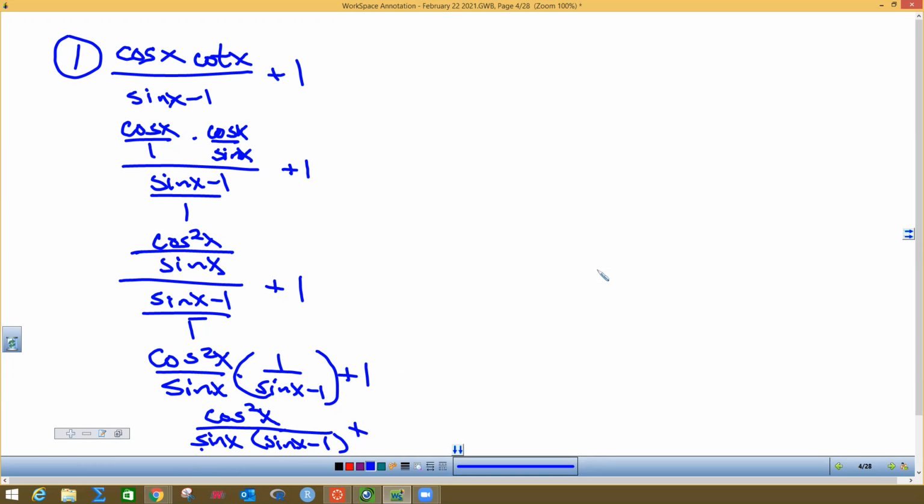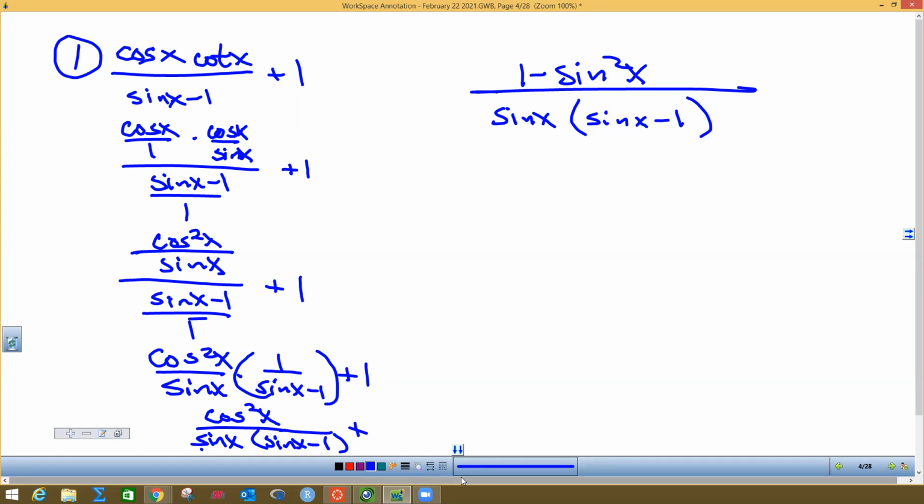Now this is kind of tricky. This cosine squared is a Pythagorean identity. So in place of that, I'm going to put 1 minus sine squared x in there because from the Pythagorean identity, that equals that. Okay? And then this top part is a difference of 2 squares. So I can factor it to 1 minus sine x times 1 plus sine x. And I forgot to put the plus 1 there, so I'm sticking it back out there. It's still there.